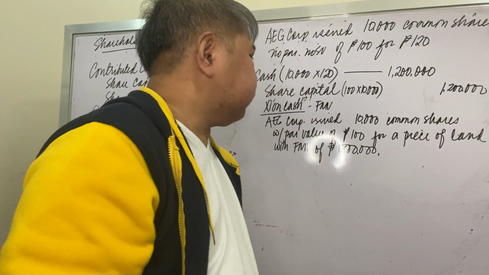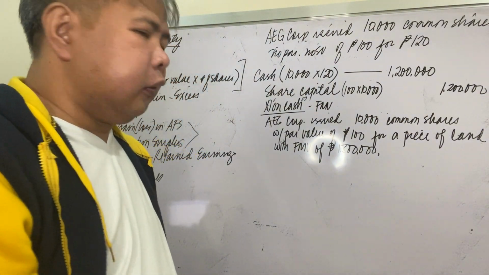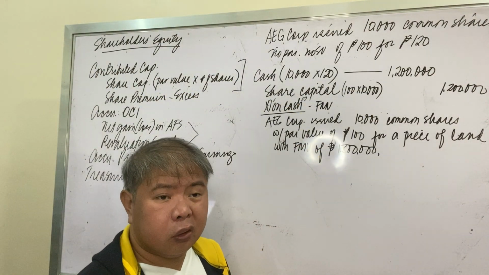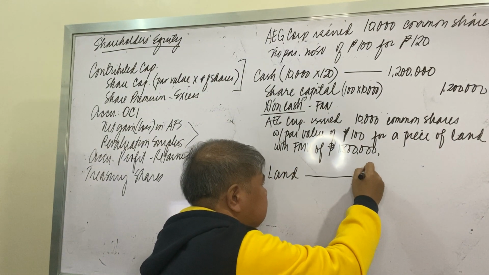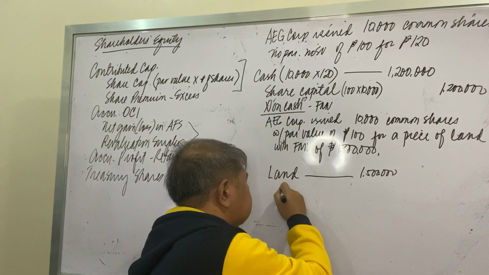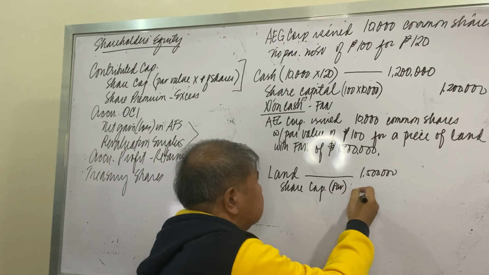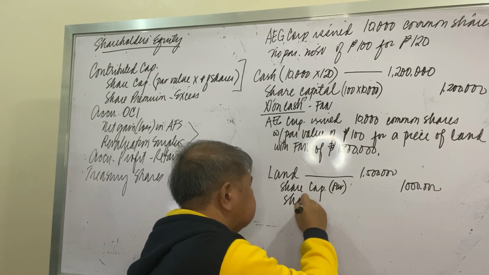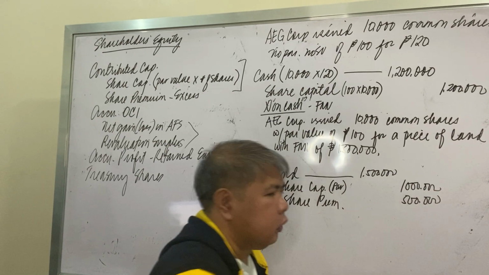Okay, let's have this. Assuming that AEG Corporation issued 10,000 common shares with par value of 100 pesos for a piece of land with fair market value of 1.5 million. We have to use the fair market value of the non-cash asset consideration. Therefore, debit land for 1.5 million. Debit share capital for 1 million, again based on the par value of the shares. And then lastly, you have your share premium for 500,000. Okay, so this will be our entry.